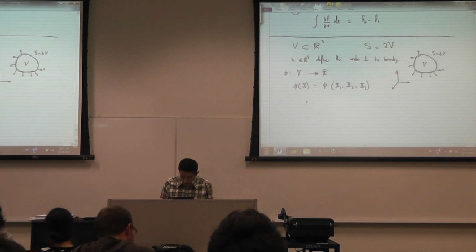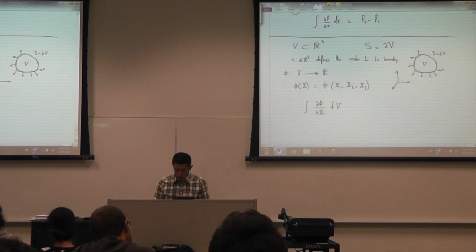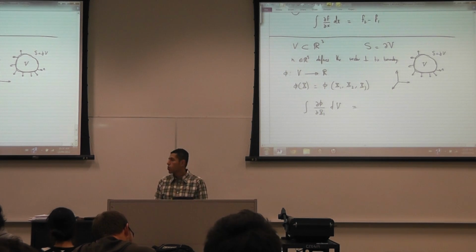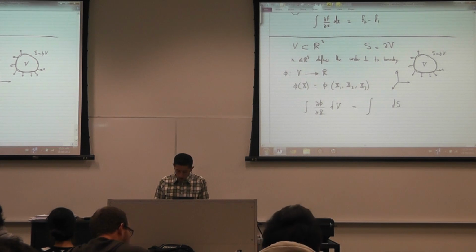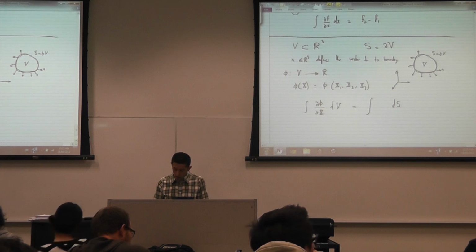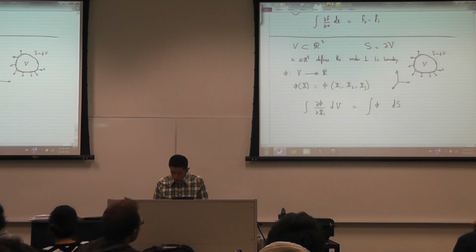If I integrate how much phi changes with respect to x1 inside the volume, I'm going to get something on the boundary. I don't have one point, I don't have 2 points, I have the whole boundary. So I'm going to integrate all this on the boundary. But because I'm taking partial phi by partial x1, I'm only looking at the variation of phi with respect to x1, I will get phi n1.